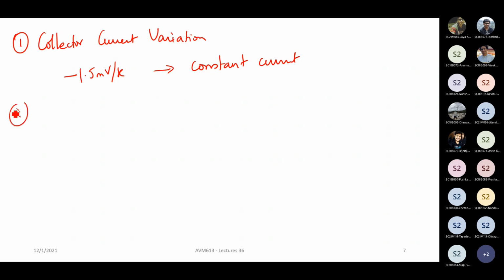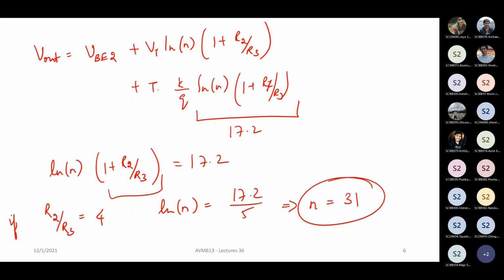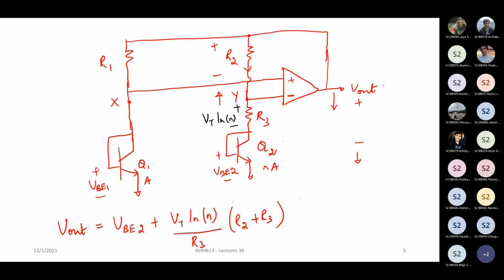Now, secondly, as I mentioned, it is easier to realize a PNP transistor. Of course, NPN transistors are also realized. So a more practical or more common version that you would see is basically a PNP transistor like this.